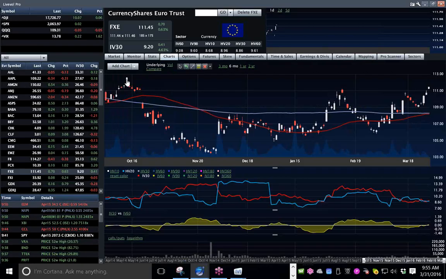Again, I guess this is just a capital flow. It doesn't really matter why it's doing what it's doing. The only thing that matters is that it is doing what it's doing. So again, I think implied volatility in here is cheap.